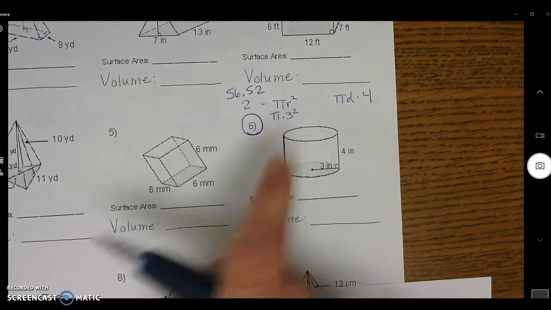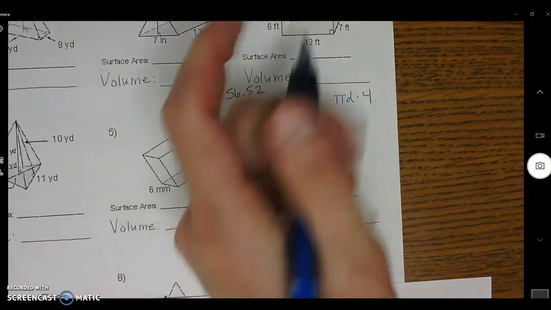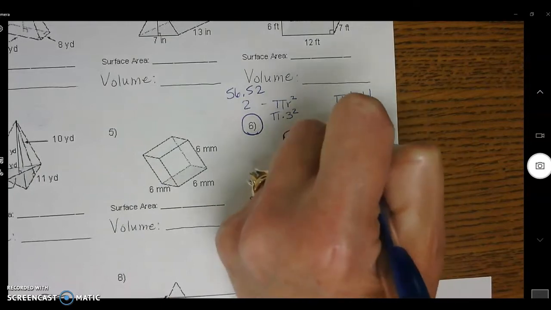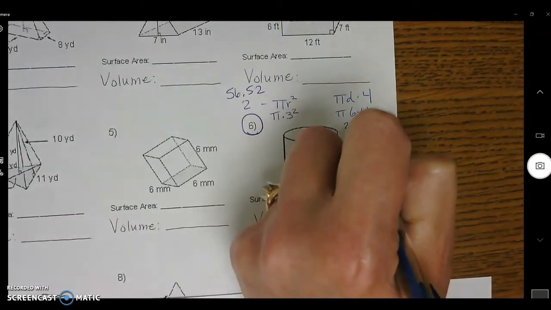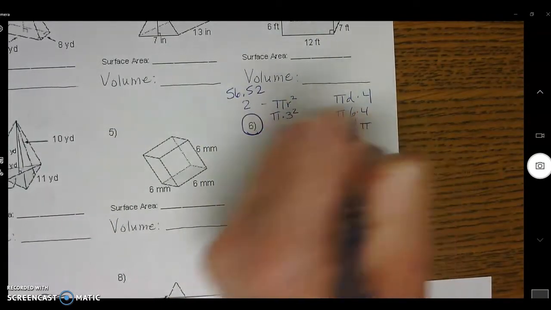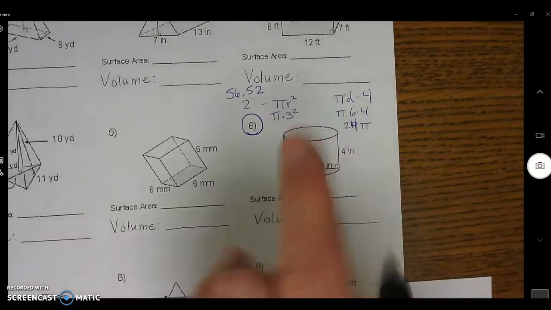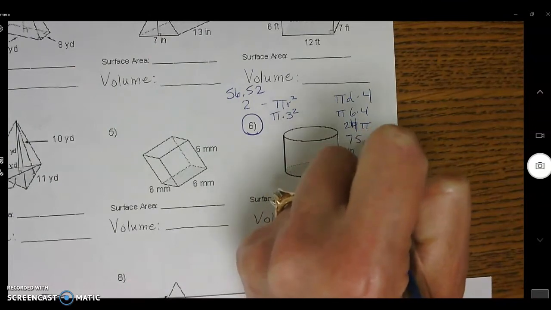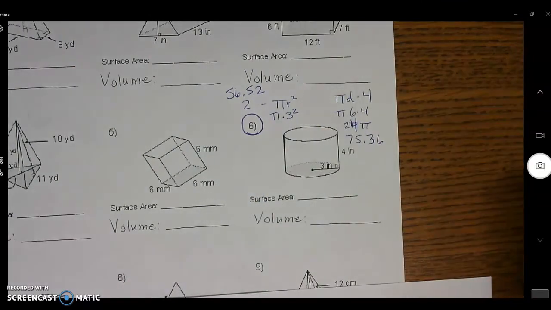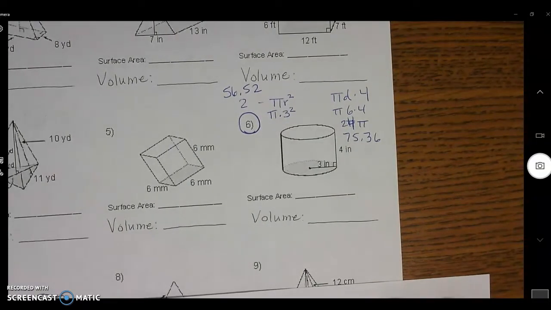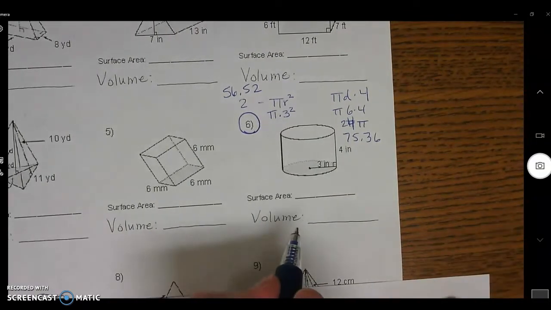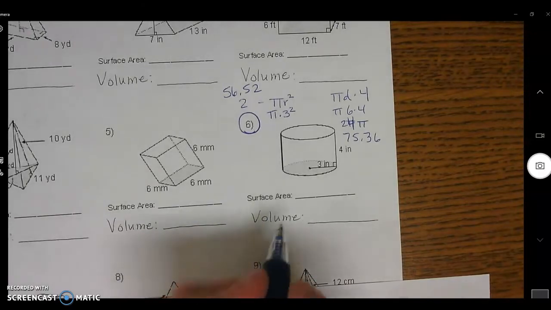56.52. And then over here, my diameter is going to be 3 plus 3, so that'll be 6 times 4 times pi. So that'll be 24 pi. So 24 times 3.14, 75.36 plus the 56.52. So 131.88. Again, if I round, it would be 0.9.